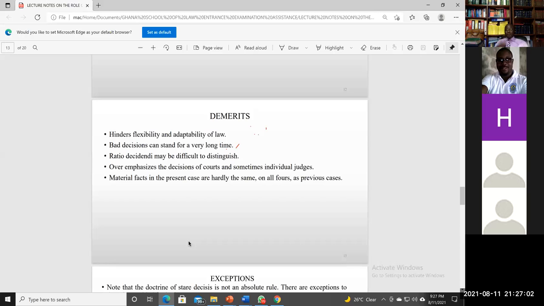And again, sometimes, because of the binding nature of certain precedents, the court cannot even be creative, regardless of the case before them and how novel it may even be. And for that matter, a bad decision can stand for a very long time.